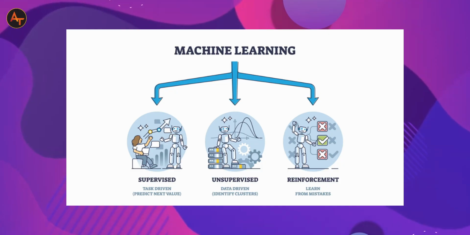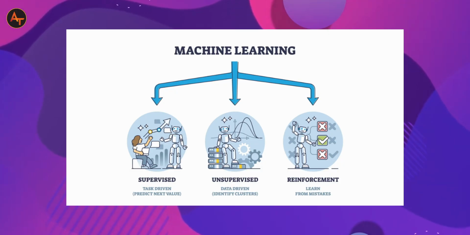Now here comes the interesting part. Not all machine learning is the same. There are 3 types of machine learning. First one is supervised learning, then unsupervised learning, and reinforcement learning. Let us deep dive into it.